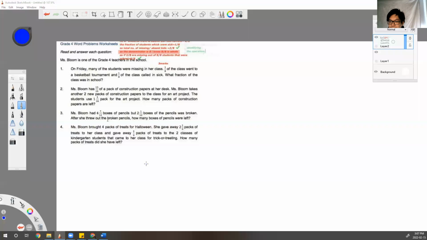So now we're going to discuss word problems involving fractions. You need to memorize and understand addition, subtraction, multiplication, and division for fractions. For word problems, you need to determine what type of operation to use. You have to identify the kind of operation, whether it is addition, subtraction, multiplication, or division.